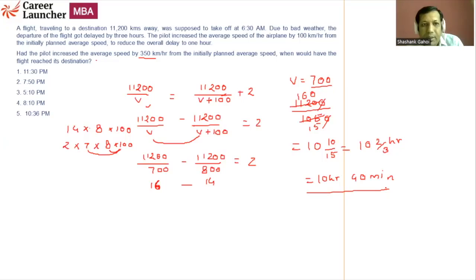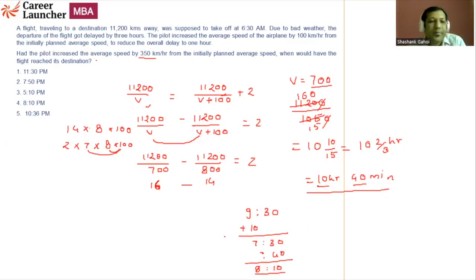v plus 350. Okay. The flight was supposed to start at 6:30, but it started 3 hours late. It means it actually started at 9:30. And after that, it is going to take 10 hours and 40 minutes. So if I add 10 hours to it, I'm going to get 7:30. Then if I'm going to add 40 minutes to it, then I'm going to get 8 hours, 10 minutes. So 8 o'clock, 8:10, the flight must have reached its destination. So answer of this question is going to be 8.